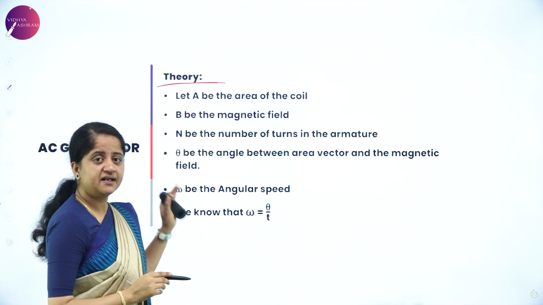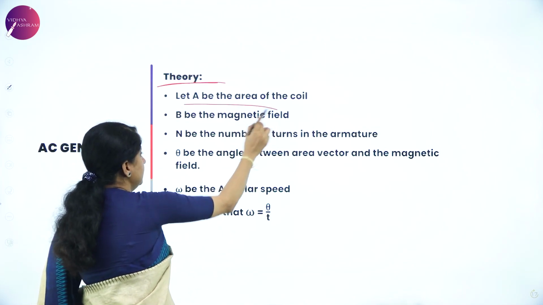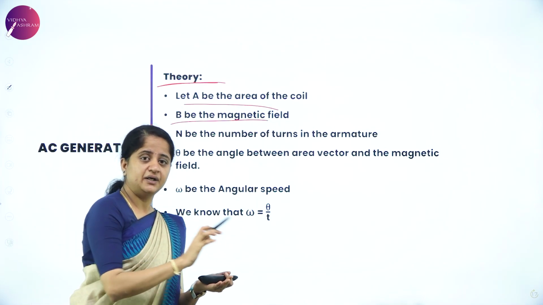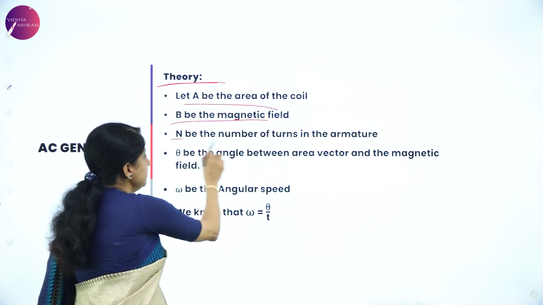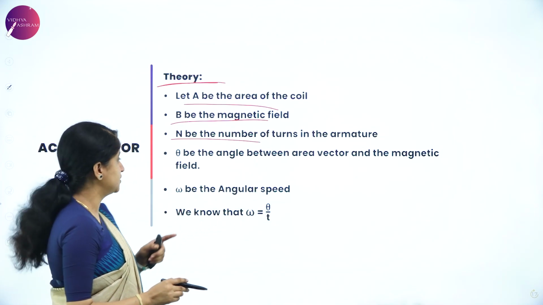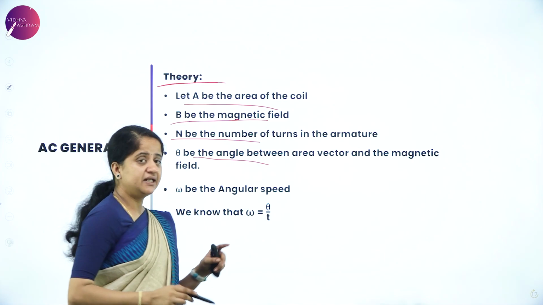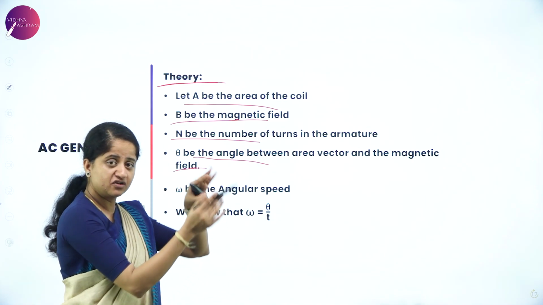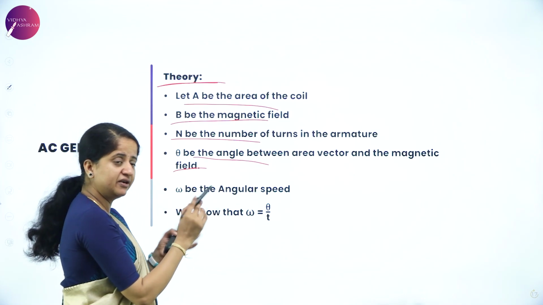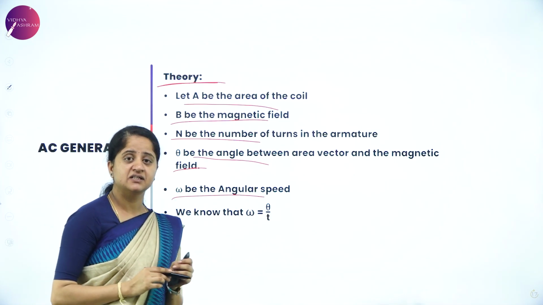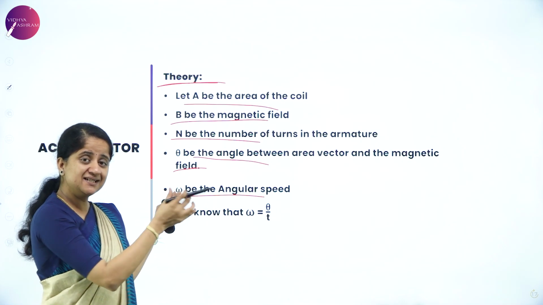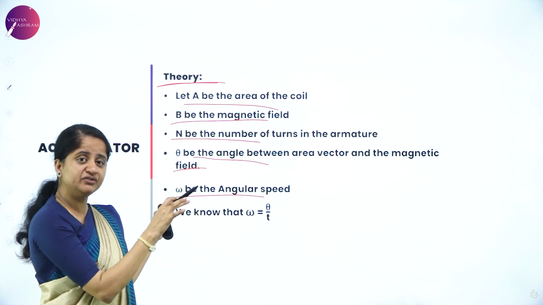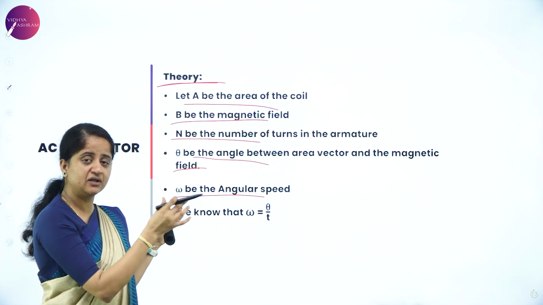Let A be the area of the coil, B the magnetic field in which the coil is placed, and N the number of turns in the armature. Theta is the angle between the area vector and the magnetic field B. If the coil is rotating in the magnetic field, omega is the angular speed. So the angle between the area of the coil and the magnetic field changes as the coil rotates.